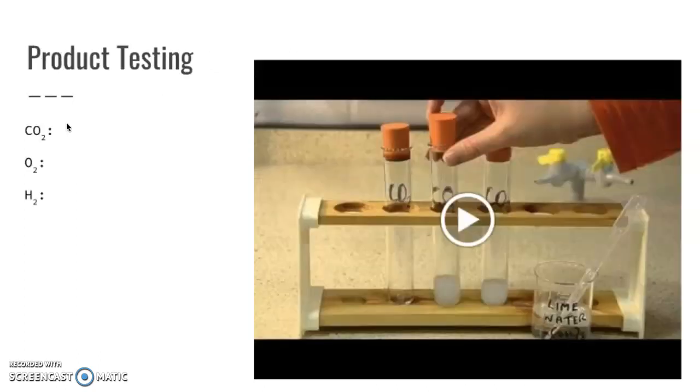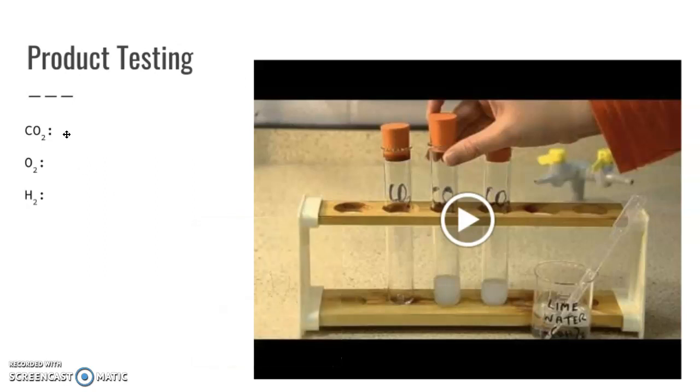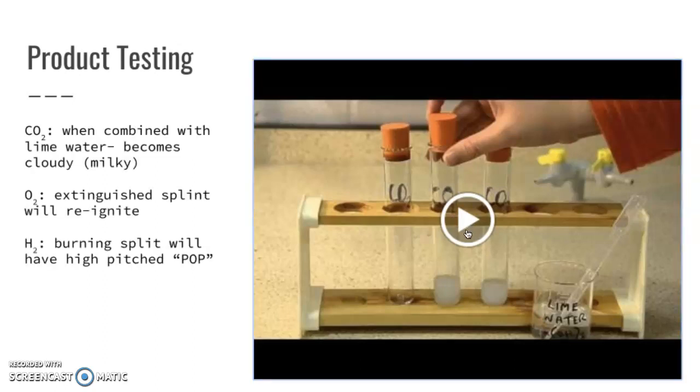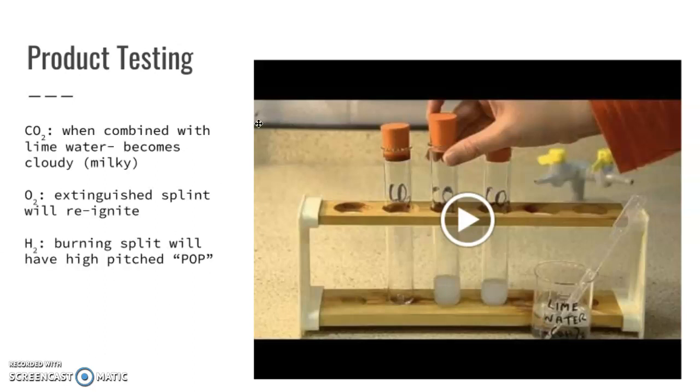Other ways that I can tell that a chemical or physical change is occurring is product testing. So you have carbon dioxide, oxygen, and water and hydrogen. We're going to quickly watch this video and go from there. Let's see, oh gosh. All right, so apparently this video is not working. So I will be posting this as a separate link in your notes. Please make sure to watch it. Take these notes down, but make sure to watch this.